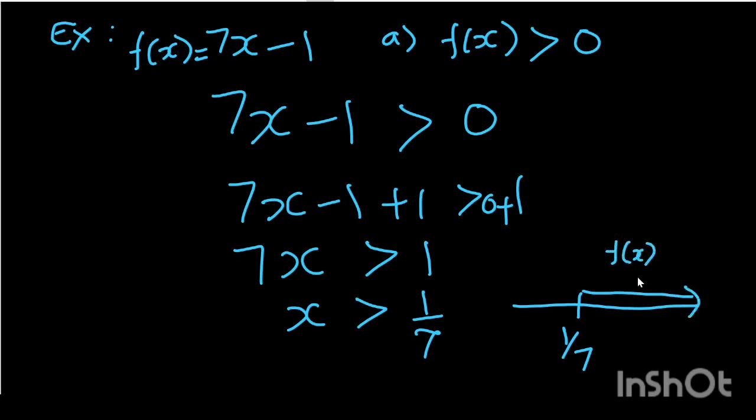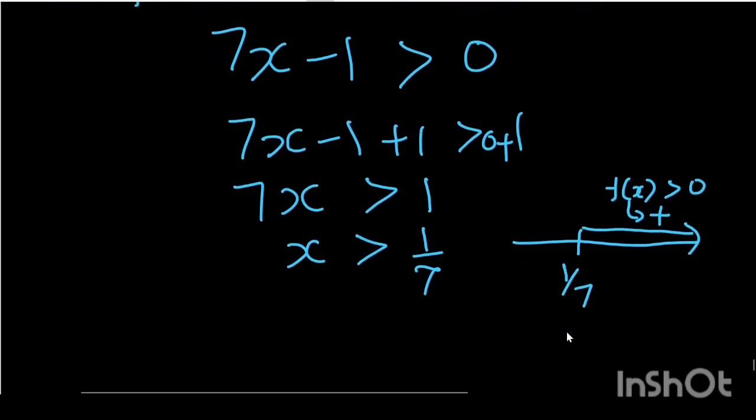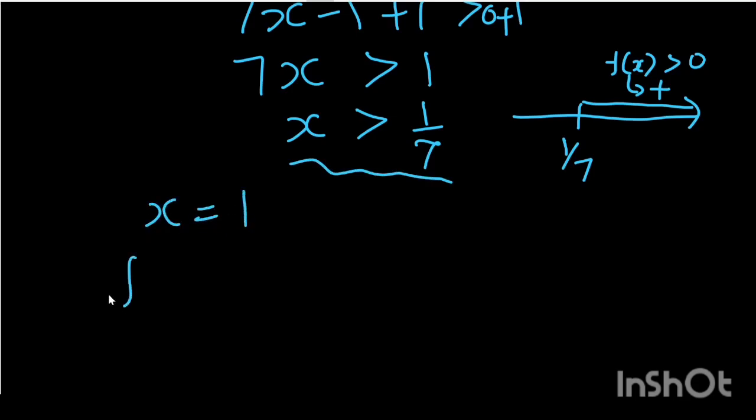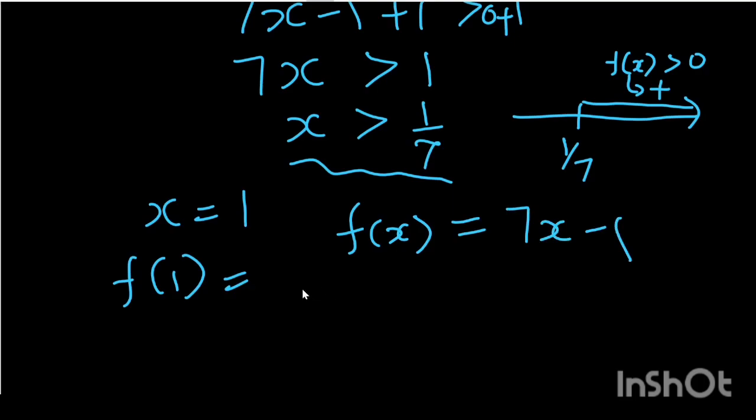f(x) is positive means f(x) has a plus sign. I will write it like this, guys. Now what is the meaning of this, guys? The meaning of this is, if I substitute any value which is greater than 1 by 7, for example, let's take a simple value x equals 1, f(1). So f(x) was 7x minus 1. So if you substitute x equals 1, 7 into 1 minus 1, it becomes 6, which is positive.